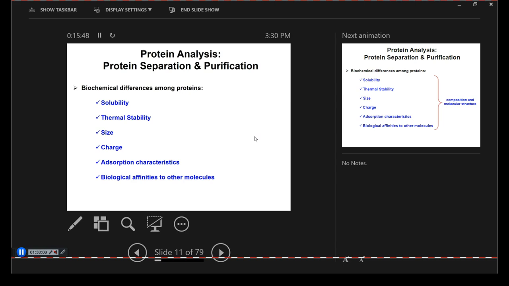Differences in thermal stability. Some proteins denature at higher temperatures than others. Then we use thermal denaturation sometimes to isolate the protein by heating to a particular temperature and precipitating the protein of interest. Separation based on size, charge, adsorption characteristics, that's where we use chromatography to separate, and also biological affinity to other molecules. When we use certain chromatography, like the affinity chromatography. So all of these characteristics are different among different proteins because of composition and differences in molecular structure.